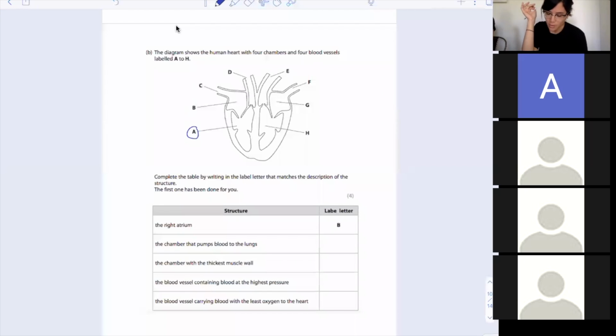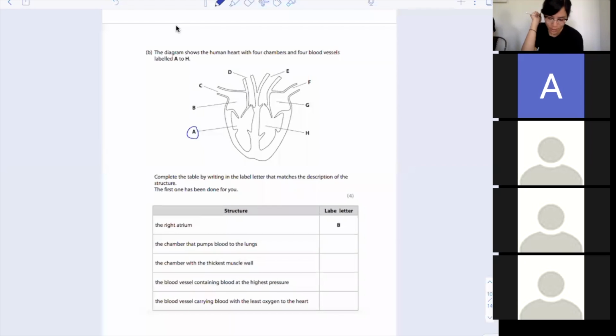So again, let's do the chamber with the thickest muscle wall, and everyone hold fire and only press enter when I say. Okay, 3, 2, 1, go. Yay, full house. Very good, everyone.